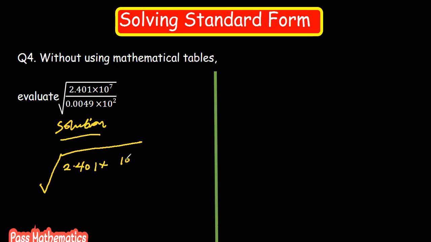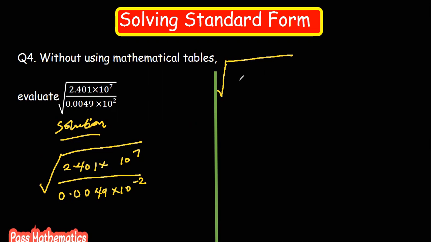So we have 2.401 times 10 raised to the power of 7 over 0.0049 times 10 raised to the power of minus 2. Again, let's take standard form. In order to change this value into a whole number, so I'm going to have square roots. So this is going to be 2,401 times 10 to the power of minus 3, then times 10 to the power of plus 7.